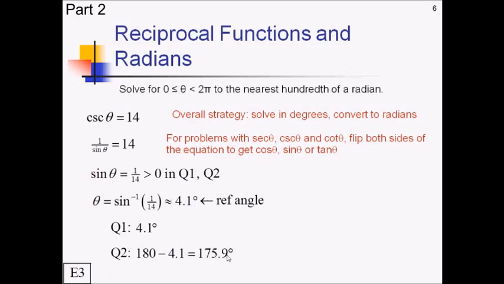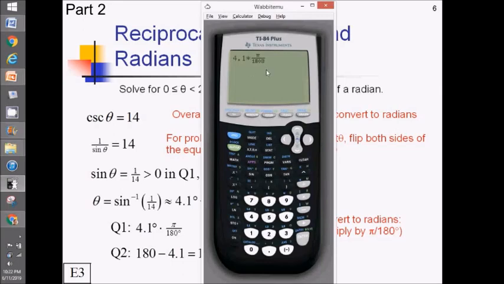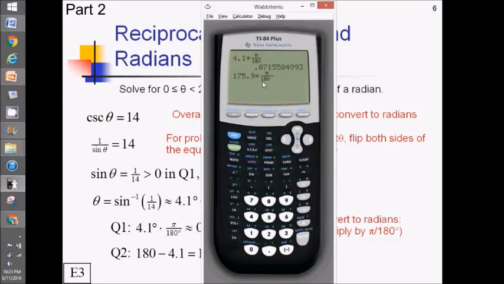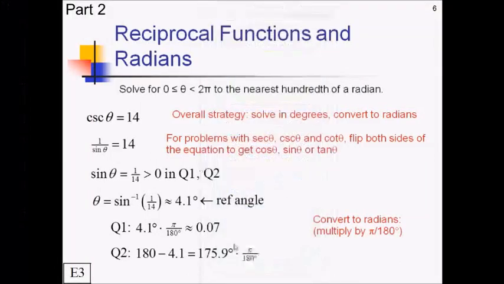And we're almost there. At this point, we're going to convert to radians. And remember, we have to multiply by pi over 180 degrees to do that. Only now we're just going to get a decimal out of it. It's not going to be an exact answer with pi. So 4.1 degrees times pi over 180. Let's do that on the calculator. So doing that on the calculator, I end up with about 0.07. They said nearest hundredth, so we're not going to do more than that. And let's do the same thing with 175.9 now. Plugging that in, we end up with 3.07. So those are our two answers now in radians.